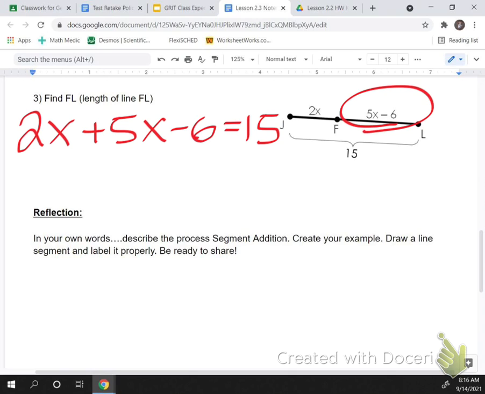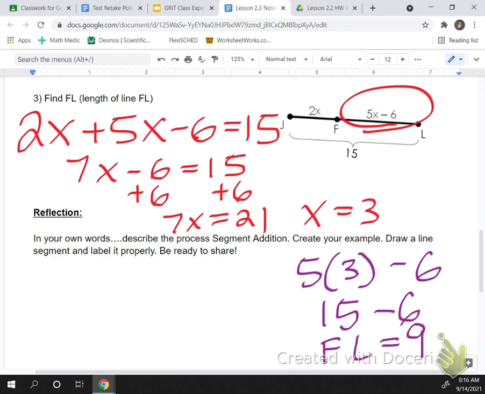You're going to solve for x. Let's regroup. You should have solved for x. Turn around, please. Did we get x is 3? Yeah. Once we have x, it's asking us to find the length of FL. FL has the expression 5x minus 6. So we're going to plug it in and solve for FL. Did you do that part? If you didn't do that part, please write that down. That's line segment addition.